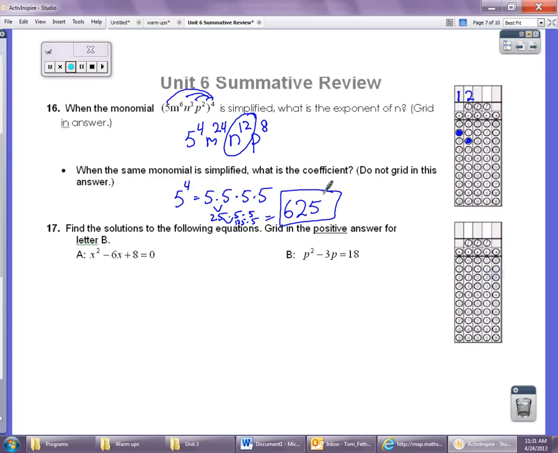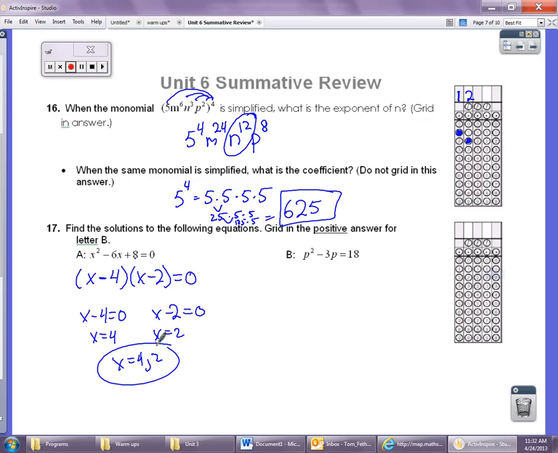17. Find the solution to the following equations. Grid in the positive answer for letter B. Letter A, the solutions, factors of 8 that give us negative 6. Well, x minus 4, x minus 2. So we factor it first. Negative 4 times negative 2 is positive 8. Negative 4 plus negative 2 is negative 6. So we factor it. After I factor it, I set each equal to 0. So we get x equals 4, x equals 2. So the answer for A is x is 4, x is 2.